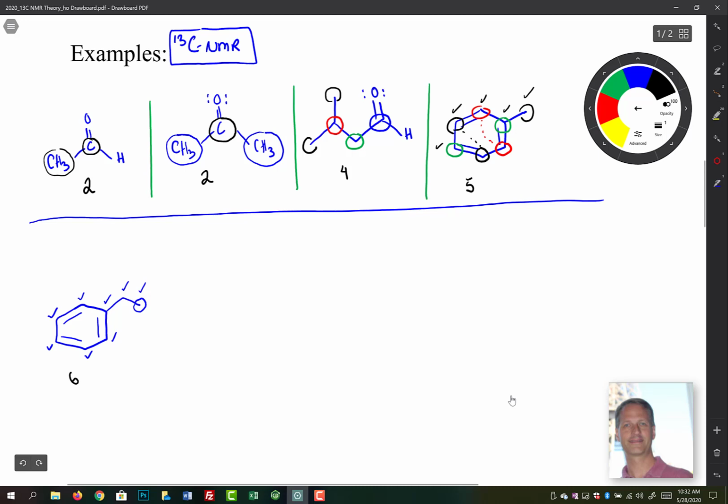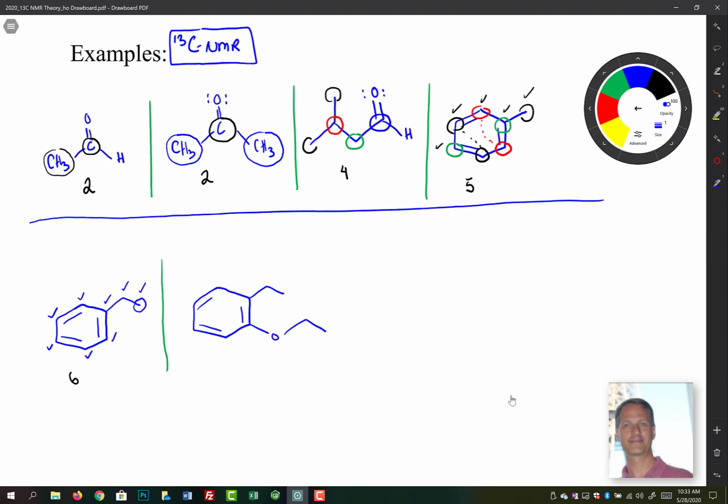So 6 peaks on that guy. All right, well, let's take that last structure and add to it. So what if we put an oxygen down here?